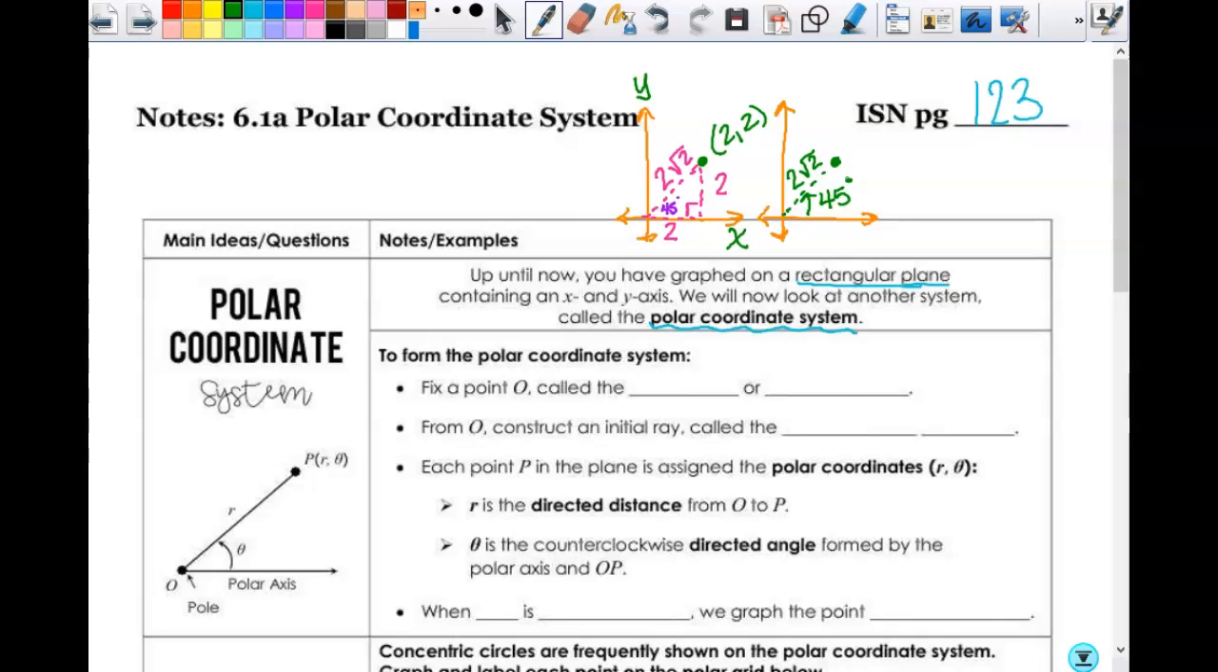Yes, sir? So basically using the x-axis as the hypotenuse. Well, not exactly. I wouldn't go there. No, there's no x-axis. So hang on a second.